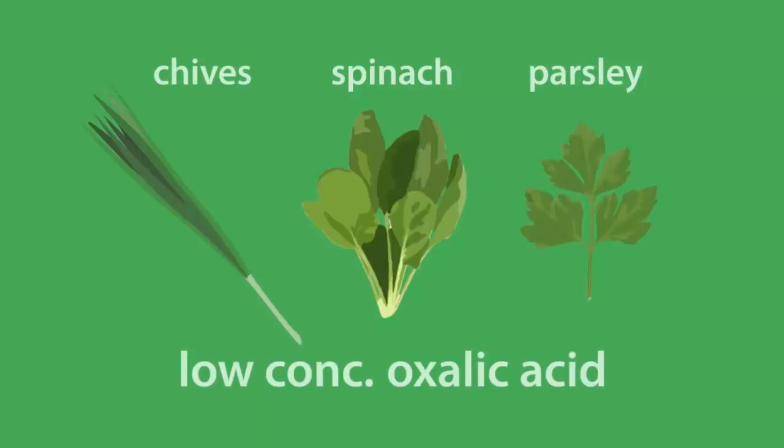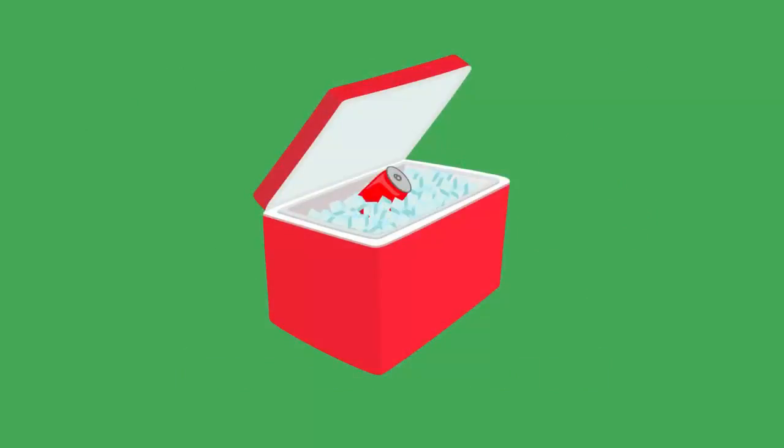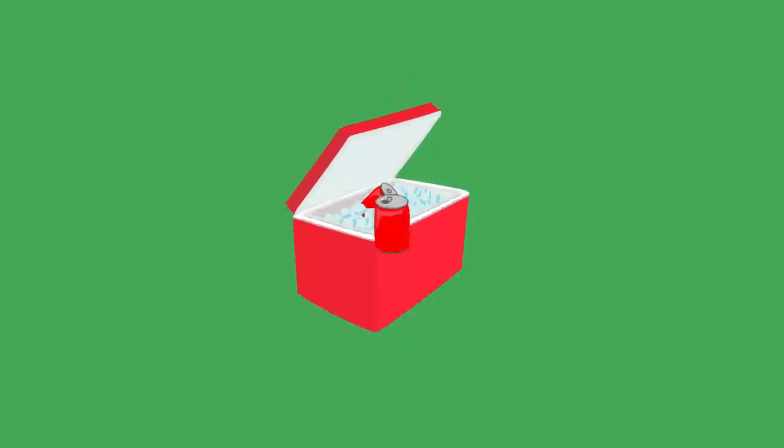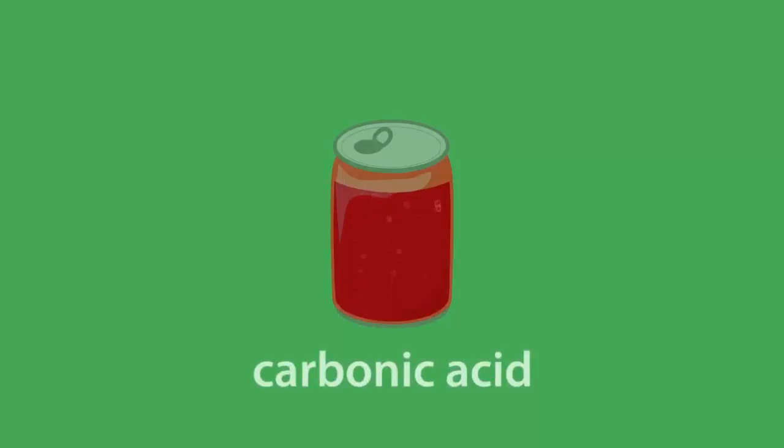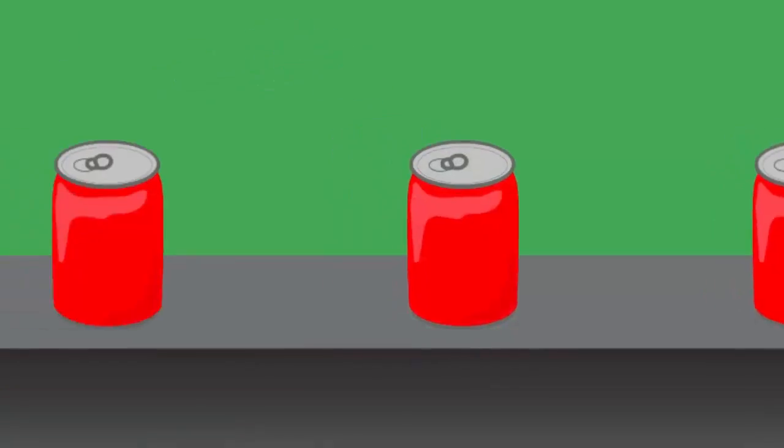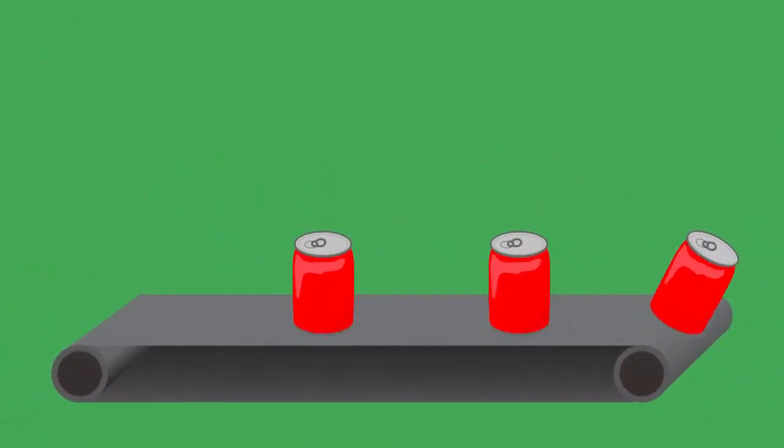Let's open a cold soft drink can or bottle in our minds. Most likely, you imagine many bubbles rising from the drink. This happens because carbonic acid is formed when carbon dioxide is fully dissolved in soft drinks during the manufacturing process.